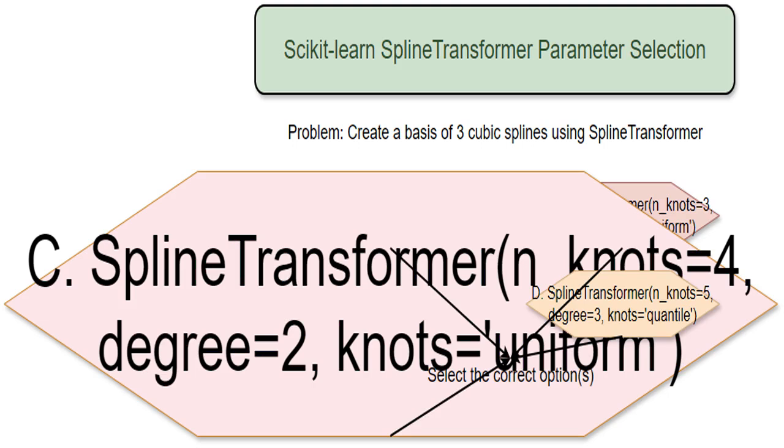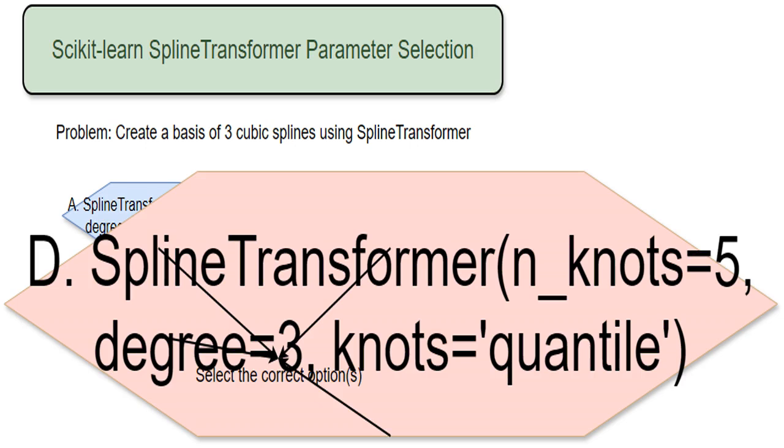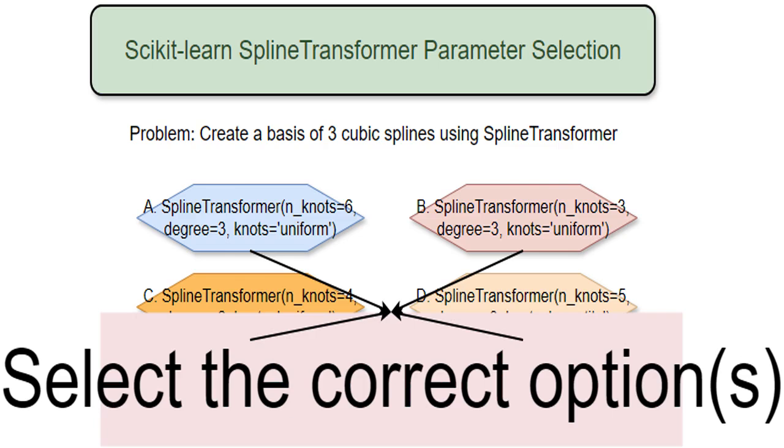Even if we apply the formula n equals n_knots minus degree, it won't produce 3 cubic splines because the degree is incorrect. Nope, wrong degree. With 5 knots and a degree of 3, applying the formula yields n equals 5 minus 3 equals 2. This produces 2 cubic splines, not 3. Close, but not quite right. Based on the analysis of each option, only option A correctly fulfills the requirement of producing 3 cubic splines. Option A is the clear winner.